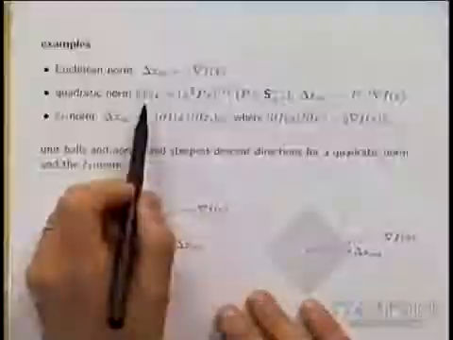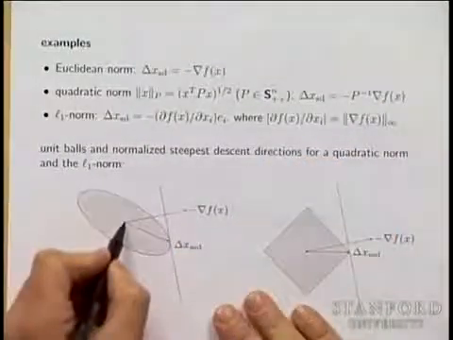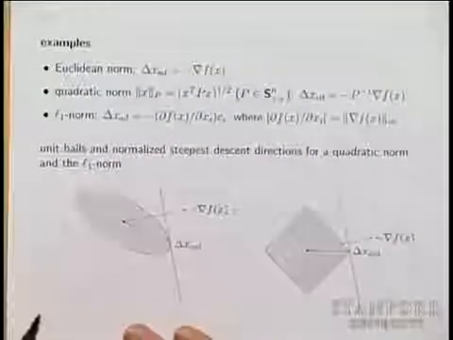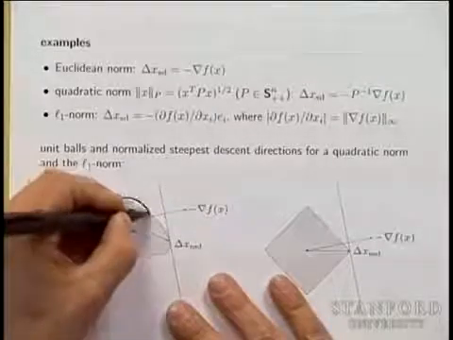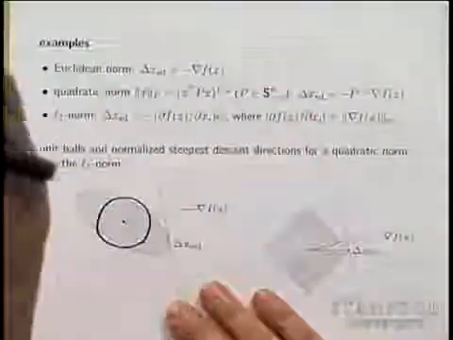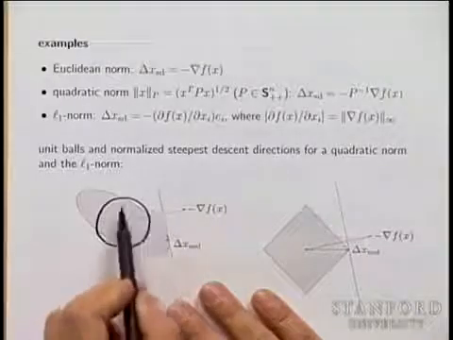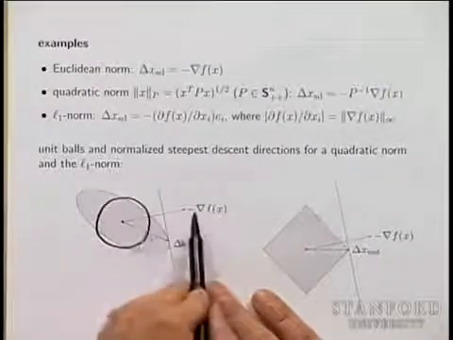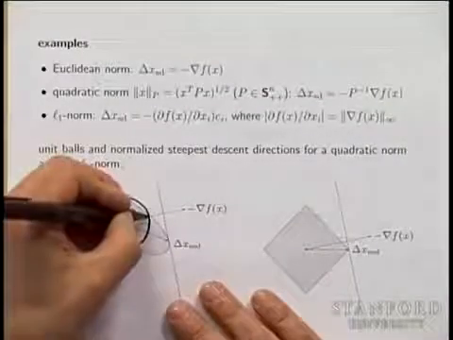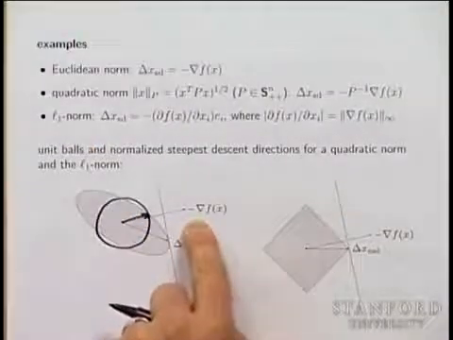If I take just a quadratic norm, then it turns out the steepest descent direction is minus P inverse times the gradient. And we can actually work out what this is. First, let's work out what the steepest descent is in the Euclidean norm. You say, I'm going to use the linearized model, and I'm going to move in this ball to minimize grad f transpose v. The answer clearly is right here. It says go in that direction, which is the negative gradient.